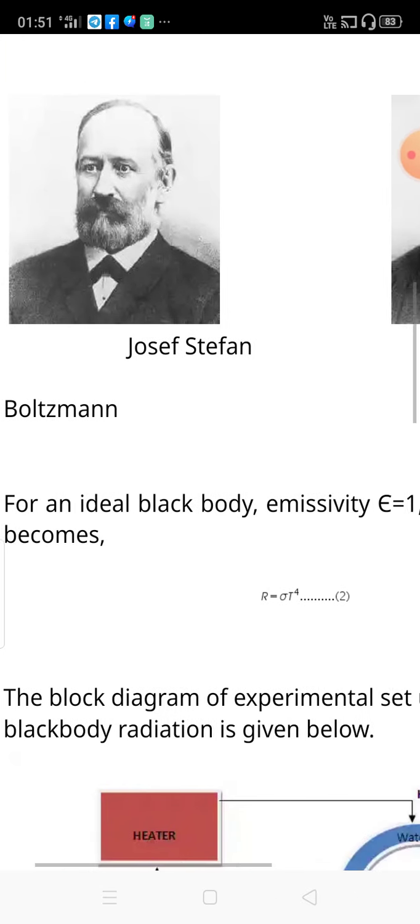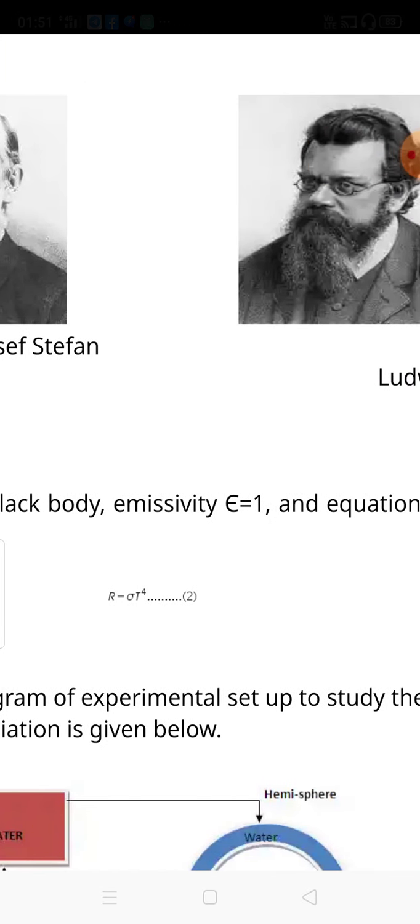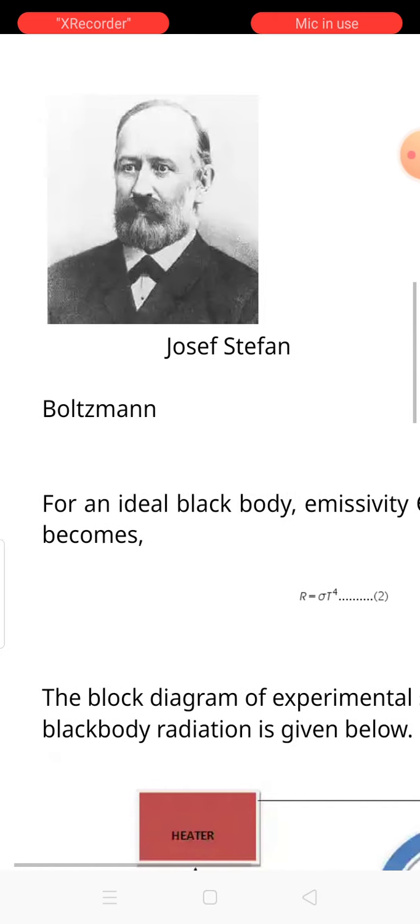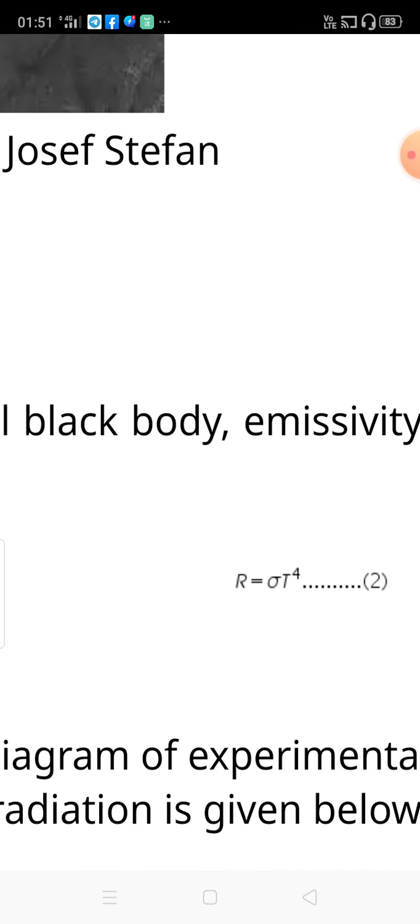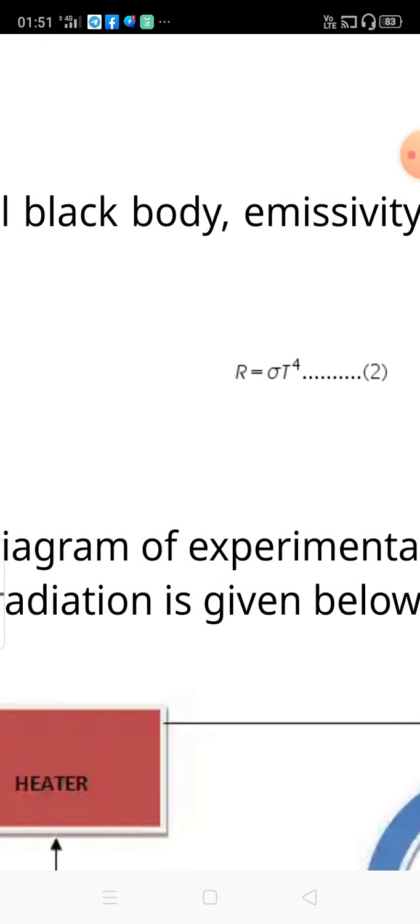For an ideal black body, emissivity eta is considered to be 1 and equation number 1 reduces to R is not eta sigma T to the power 4 but only sigma T to the power 4. So R is proportional to the fourth power of T.